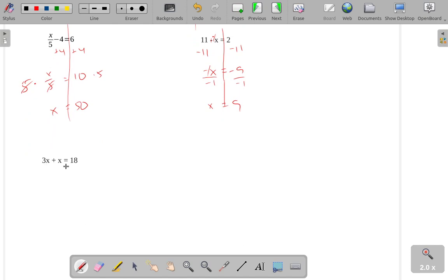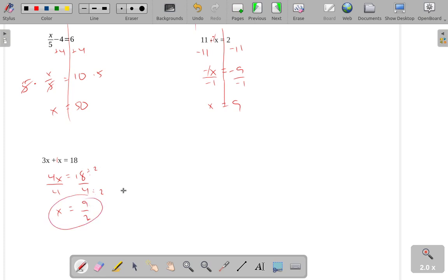And on this one, I have x's in multiple locations. And what we saw in the previous video, the best thing to do here is to combine like terms. 3x plus 1x equals 18. This gives me 4x equals 18. To get rid of the multiplying by 4, I want to divide both sides by 4. I get x equals 18 over 4, but I can reduce that by dividing both the top and the bottom by 2. So I get 9 over 2.